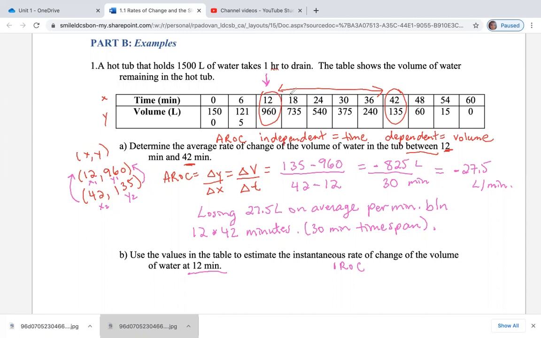So depending on what the table shows, whether you choose a point that's on the left or on the right, you want to choose the point that's the closest to 12. So in this case, 6 and 18 are equidistant away. It doesn't matter which one I choose. So let's just say randomly I choose the point 18 minutes and 735 liters. And that will help me get my instantaneous rate of change, which will be an estimate, right? Which is fine, that's what it's saying. I'm going to estimate that for the 12-minute mark.